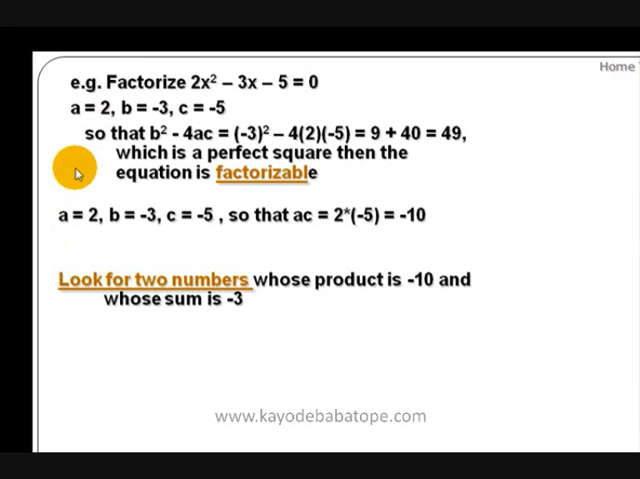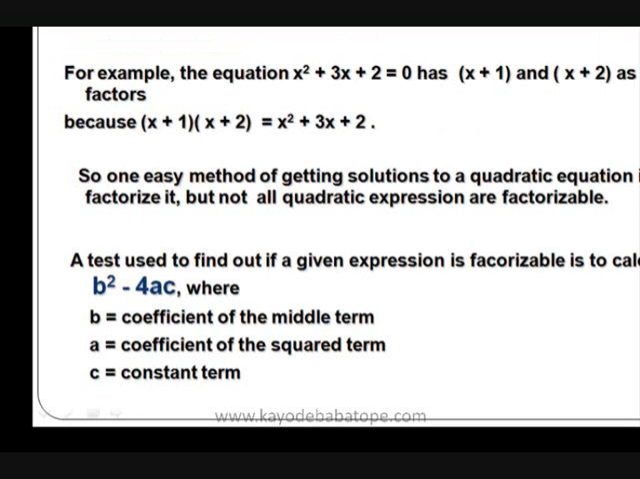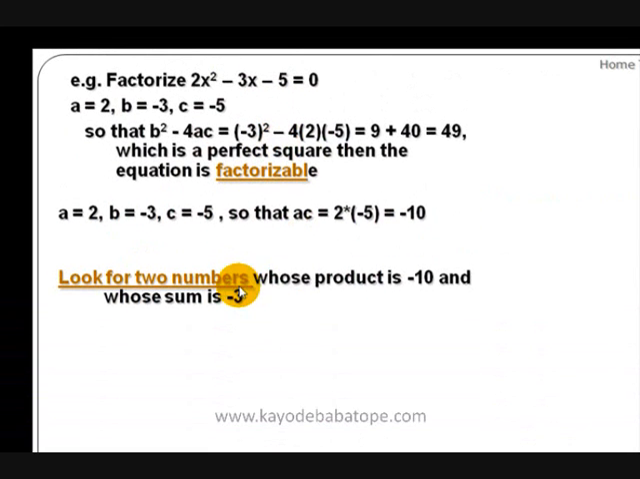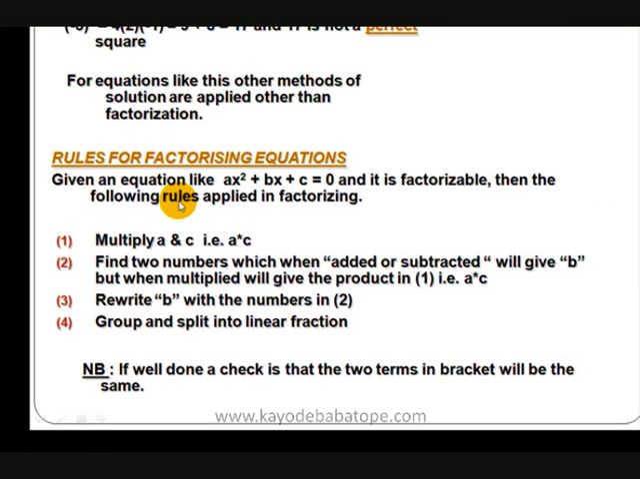The first step says, calculate the value of a times c. Remember, a is the coefficient of the squared term, while b is the coefficient of the middle term, and c is the constant term. So, we are told to find the product ac. In our case, a is 2, c is minus 5. So the product ac is minus 10. Now, the next point says, look for two numbers whose product is minus 10, but whose sum is equal to minus 3.